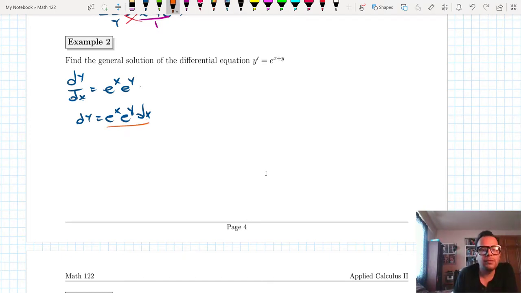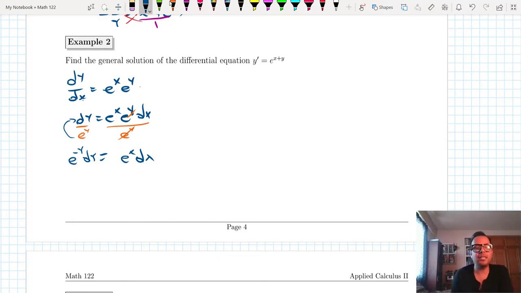Use a different color to contrast. So cancel this guy. So now we basically have the variables separated. We're going to be left with e to the x dx on the right hand side of the equation. And on the left, we can move this e to the y with a negative exponent. Now that we have separated the variables, we can integrate both sides.